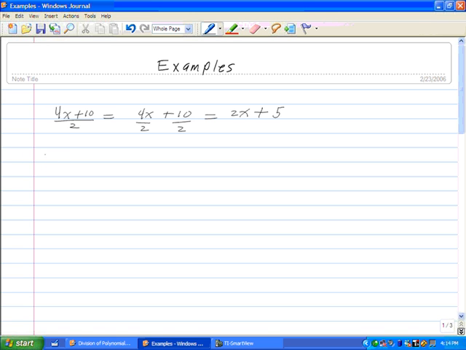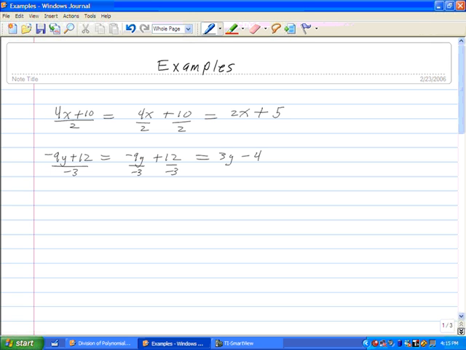Let's take a negative 9y plus 12 and divide by a negative 3. Again, I will break this up into a negative 9y plus 12, not all over negative 3, but separately over negative 3. And then I divide. Negative 9 divided by negative 3 is positive 3, and 12 divided by negative 3 is a minus 4.